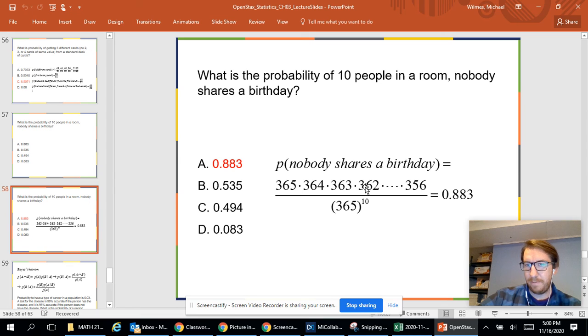Then the third person, we need them to not share my birthday or the second person's birthday. So that number goes down by 1. And it goes down by 1. And by the time we get to the end, the 10th person needs to share no birthdays with all 9 people there. That's why it drops down to 356. And if we calculate all of that, we get about 88%.